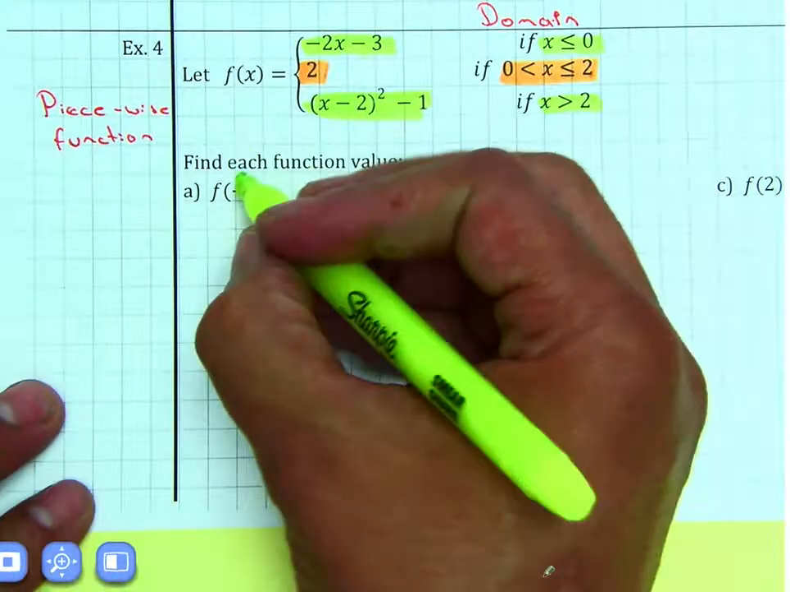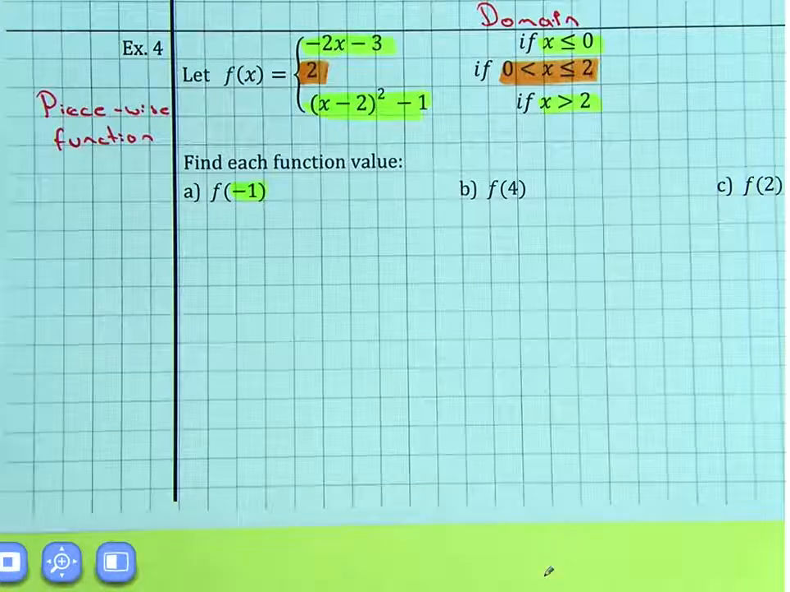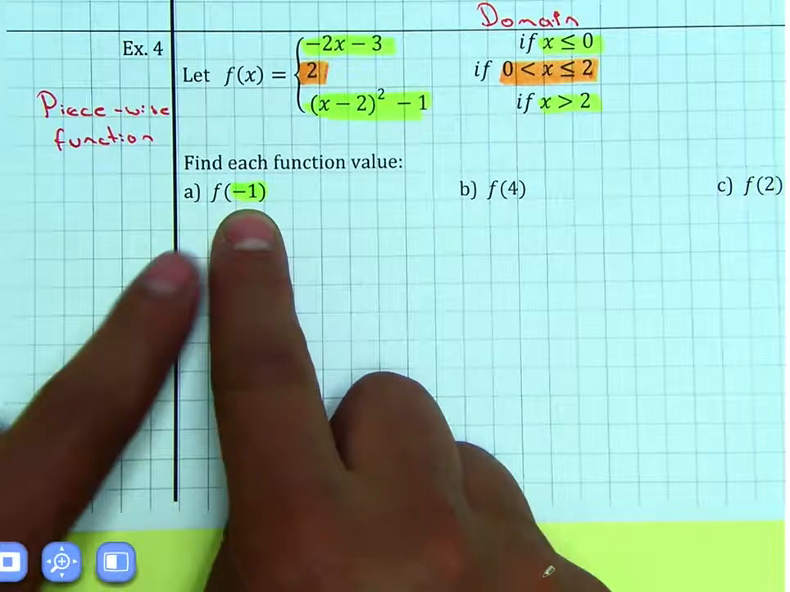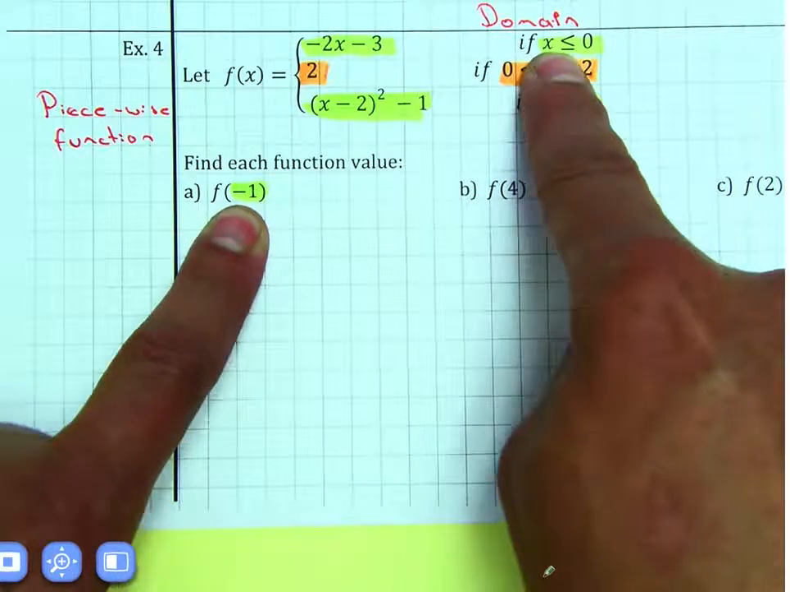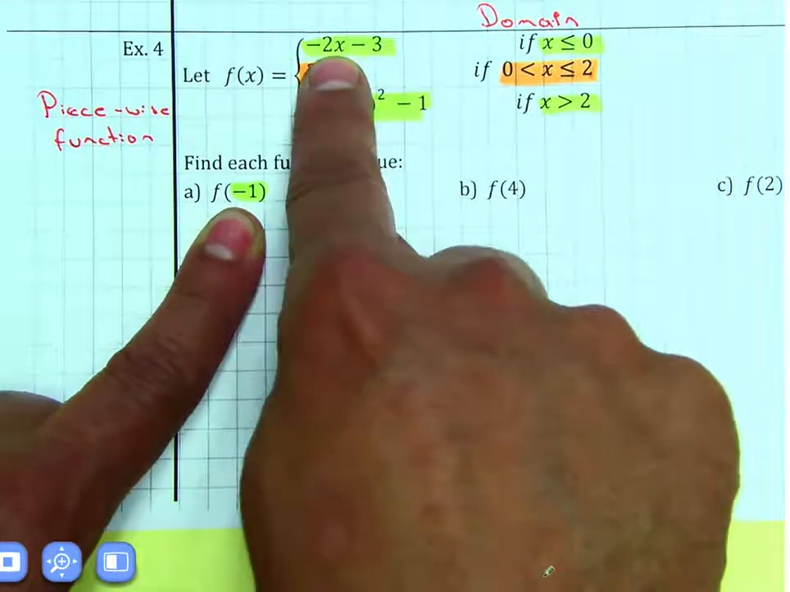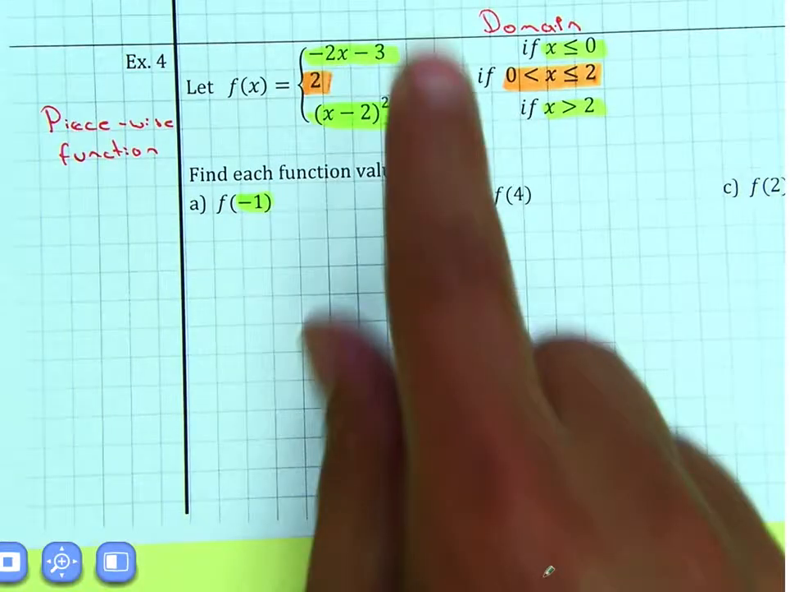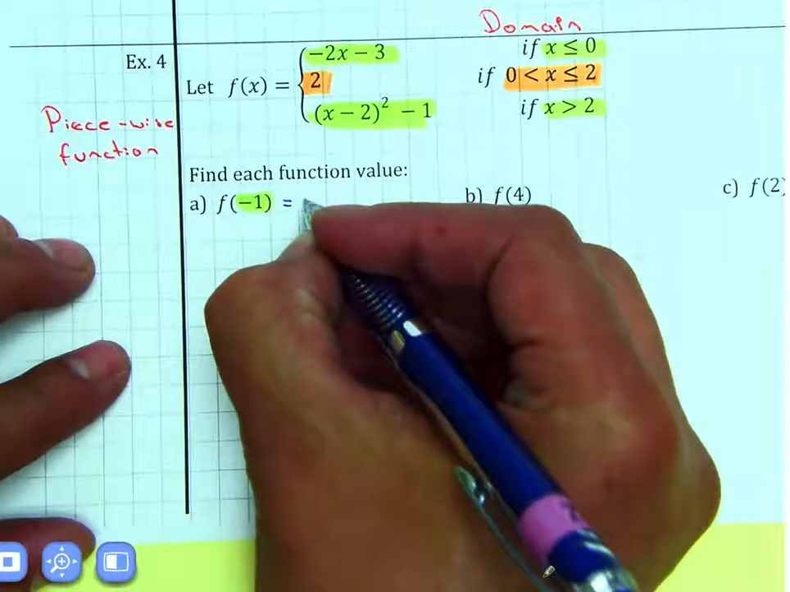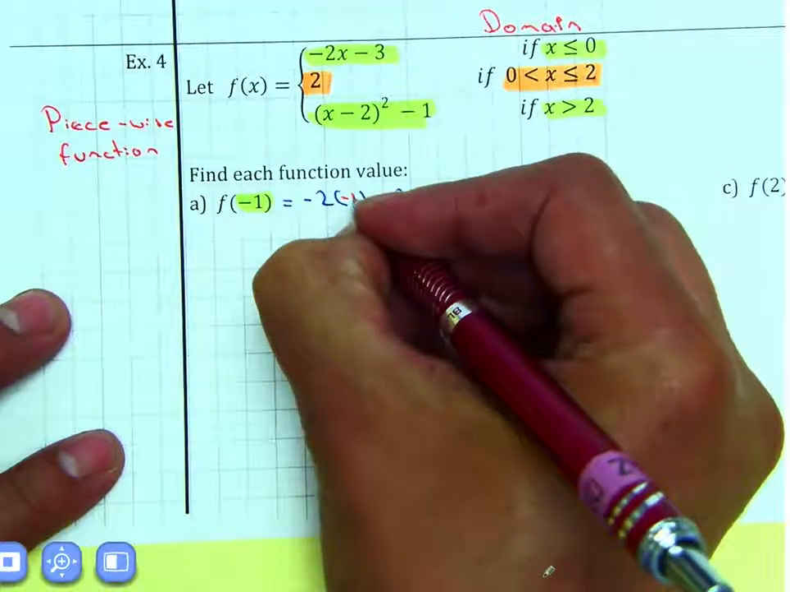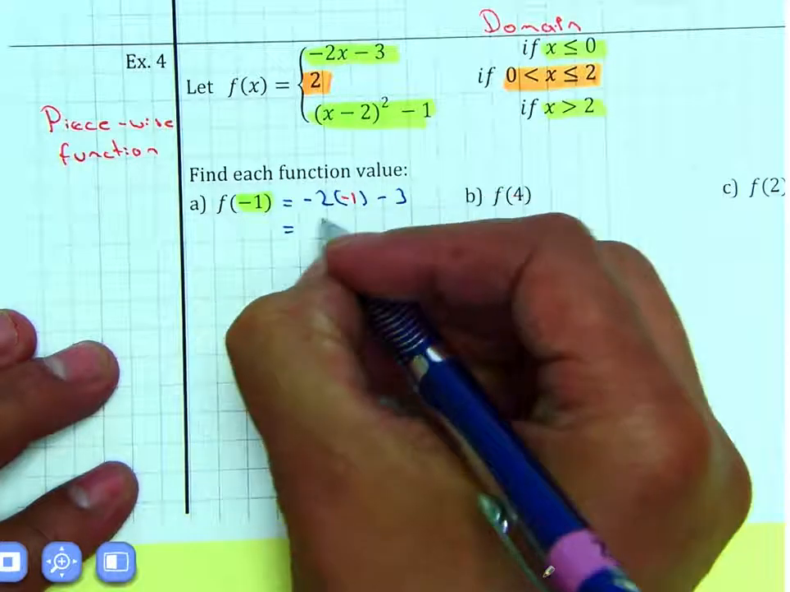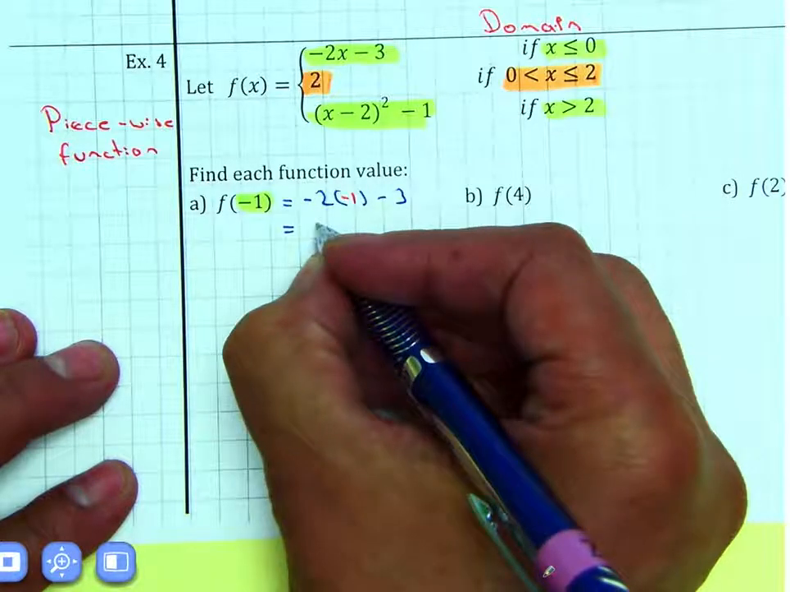F of -1. I'm going to plug in a -1 into which of those 3 functions. So -1 is less than or equal to 0, so therefore I have to use this function here. So therefore I have to use the -2x minus 3. And I'm going to plug in a -1. That gives me 2 minus 3 will give me -1.